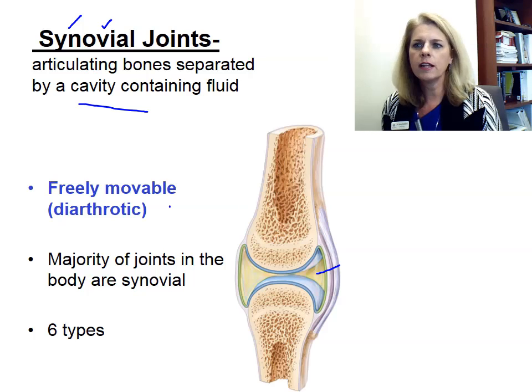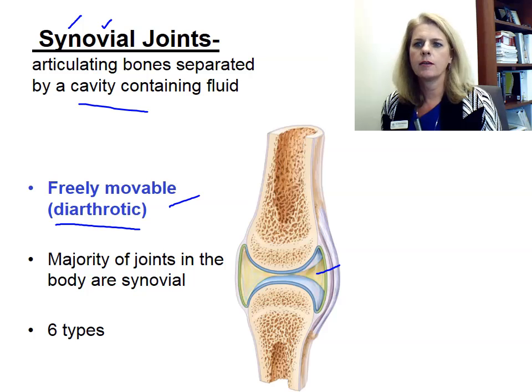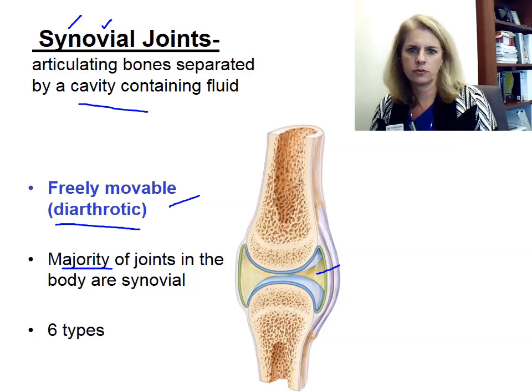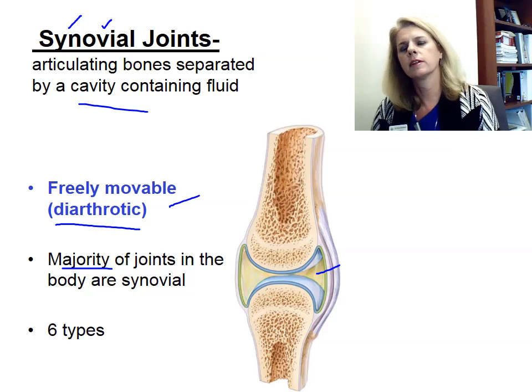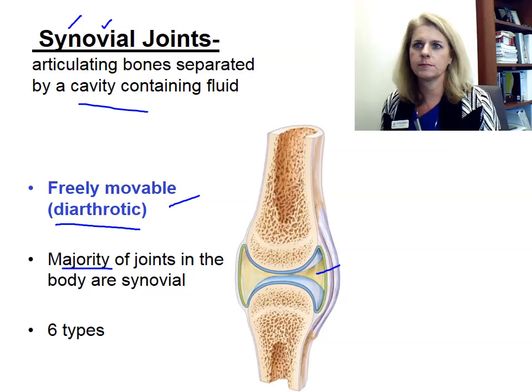And these are freely movable. Like I said, these are the ones that when your bones move together, you hear the popping and the clicking. So these are diarthrotic, and most of our joints are synovial joints. Okay, so anything that you can pop and click is a synovial joint between your fingers. I'm going to pop a few. And we're going to talk about the 6 different types of synovial joints.